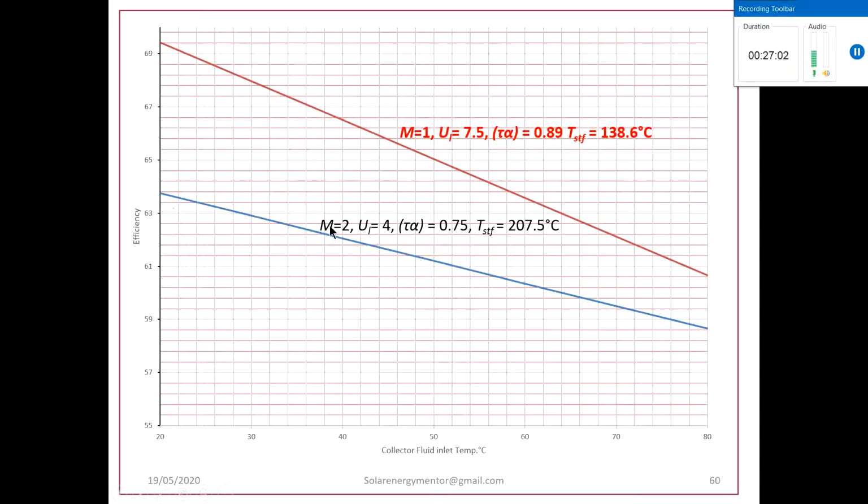In the first case, glass covers are 2, overall heat loss coefficient is 4 watt per meter square Kelvin, tau alpha is 0.75, and stagnation temperature 207.5. So in this case, the variation of efficiency is this. As the collector fluid inlet temperature goes on increasing, the efficiency values go on decreasing. The trend is the same for both. For the second case, where UL is 7.5 watt per meter square Kelvin and tau alpha is 0.9, the efficiency goes on decreasing. The trend is again the same.